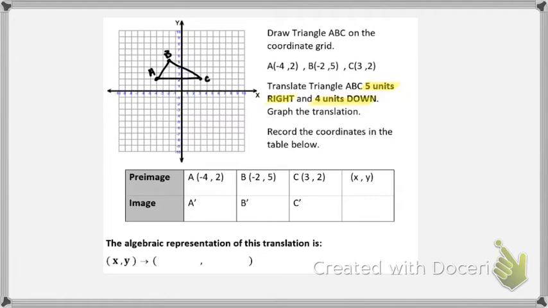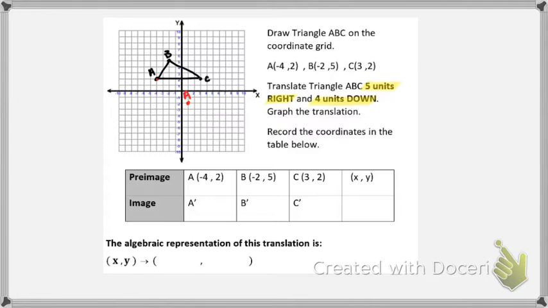So I can do this many ways. I can get point A, and I can go 1, 2, 3, 4, 5, and then down 4, 1, 2, 3, 4, and then this is where my point's going to be, right? So right here at 1, -2. Because from A going right 5 and down 4, that's where my new point is going to be. So I'm going to put A prime.